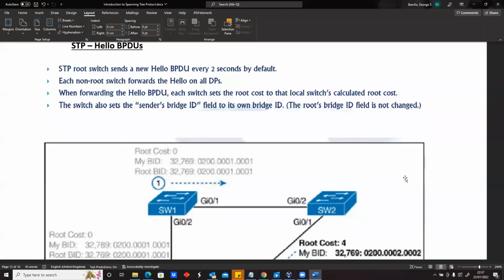So technically, there's always that communication. Hey, I think I'm the boss. Hey, I think I'm the boss. If you don't hear from your boss for a long period, then technically your boss does not exist. And so you need to elect a new boss. That's how spanning tree hello BPDUs work.